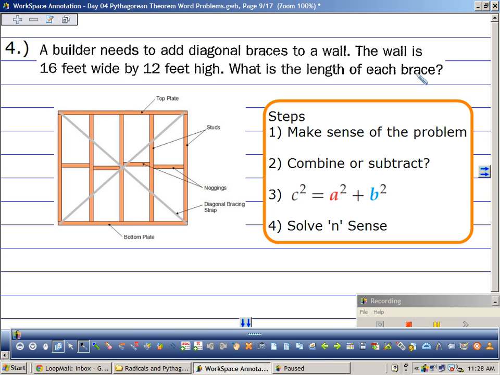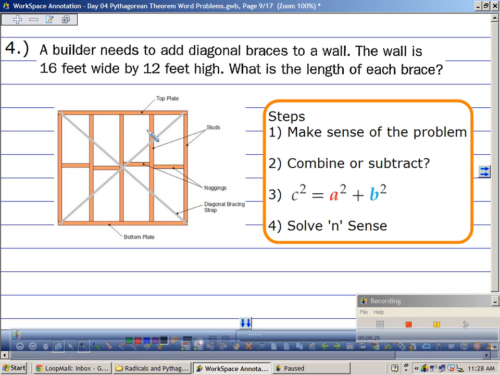All right. A builder needs to add diagonal braces to a wall. I really like this picture a lot because it describes the stuff that my husband talks to me about. He's always talking about the top plate and the bottom plate, but honestly, I just knew something was on top and something was on the bottom. I didn't realize it was that wood piece that's right there. Now I know.